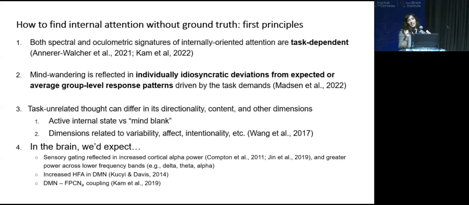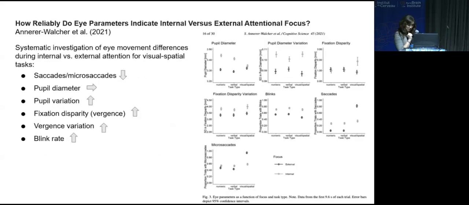We might expect sensory gating reflected in greater cortical alpha power, especially across lower frequency bands. We might expect some high frequency activity in the default mode network, and we might expect some DMN, frontoparietal control network coupling.